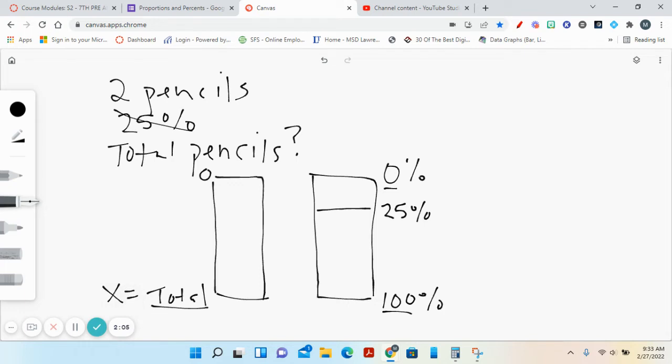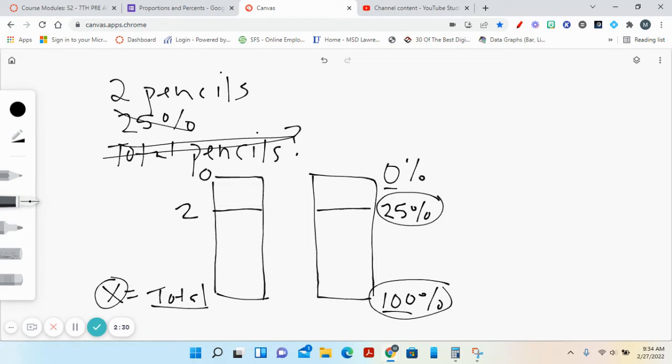So we now have 3 pieces of our puzzle. We've got our 25%, our 100%, our X. That means we need to come back to this 2. We're going to put the 2 across from the 25%, because it means that it is 25% of whatever our total number of pencils is.